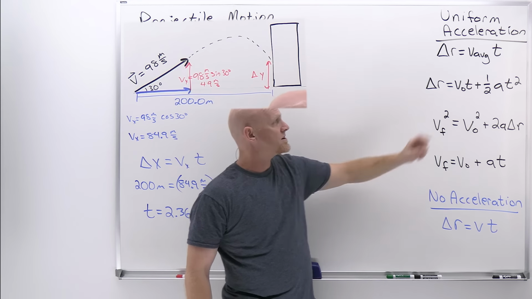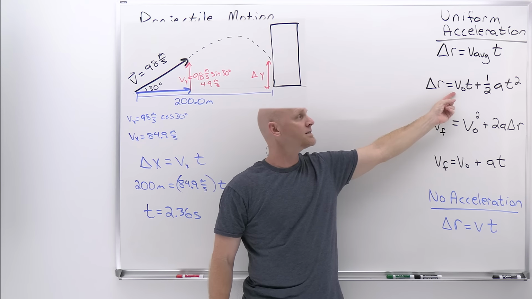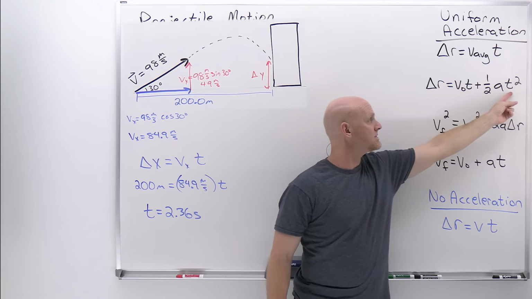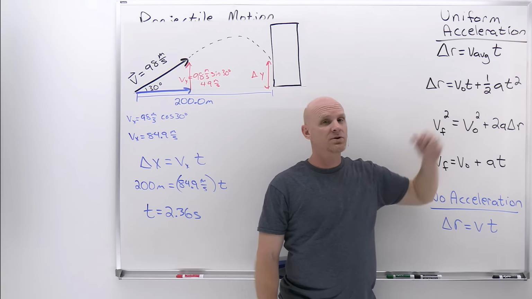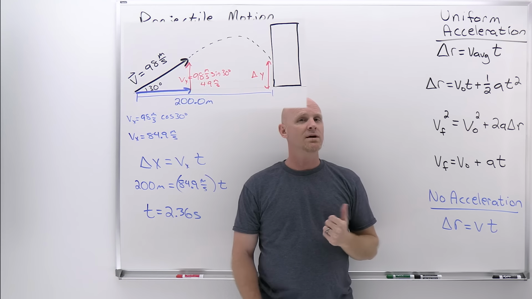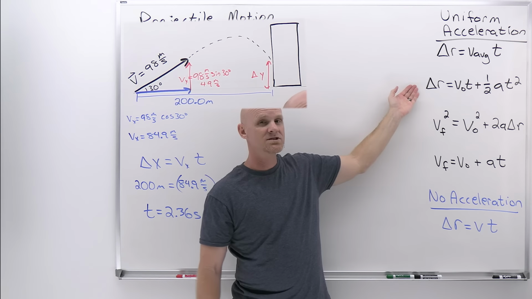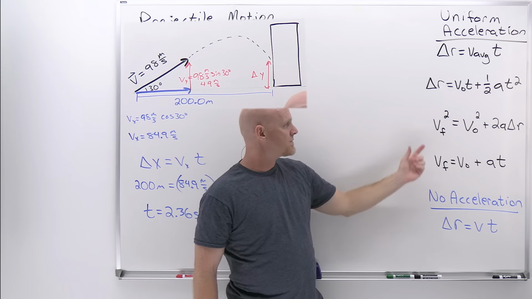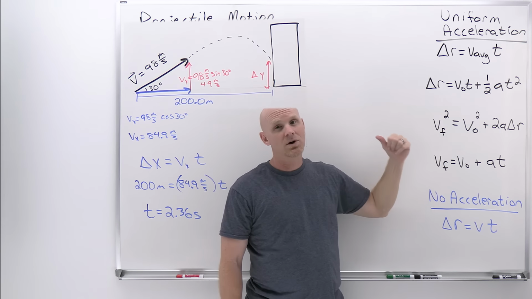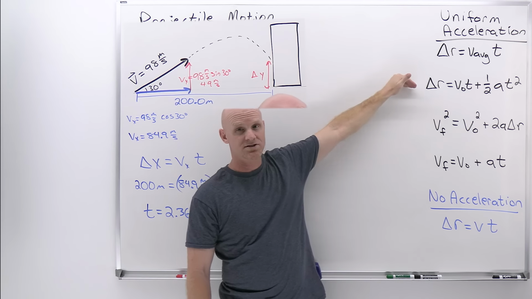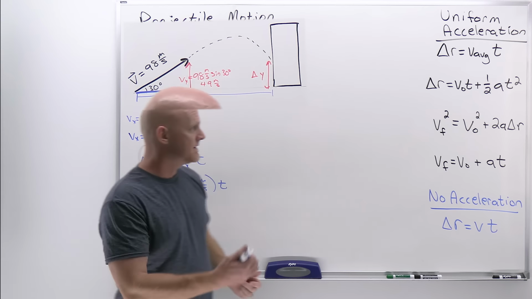Could we use this one? Do we know the initial y velocity? Yes, it's 49. So do we know the time? Yes. Plug it in, 2.36 seconds. So do we know the acceleration due to gravity in the y direction? Yes, negative 9.8 meters per second squared. Yeah, we could use this one. We definitely could. And then we've got this one as well. So do we know the initial and final y velocities? We don't, so we can't use this one. The only one we can use is this one, at least very easily.